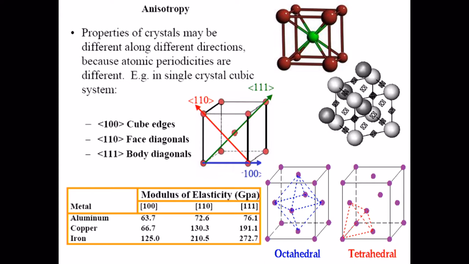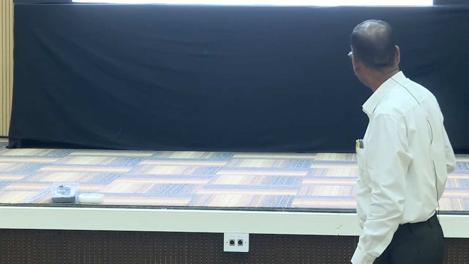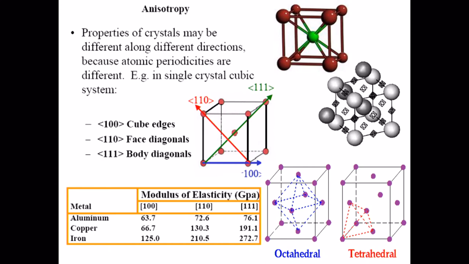Similarly, if you have octahedra or tetrahedra, for example TiO2, Ti-O-O, similarly SiO2, Si-O-O, how it is bound within the unit cell, whether it is Al2O3, Al-O-O-O, okay? Whether it is an octahedron or a tetrahedron within this cubic unit cell, it also changes the property.